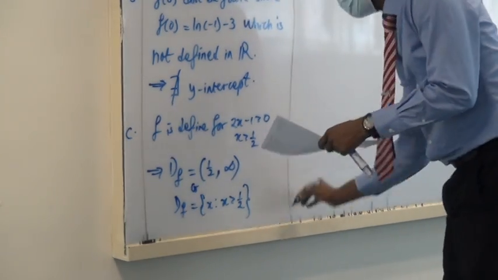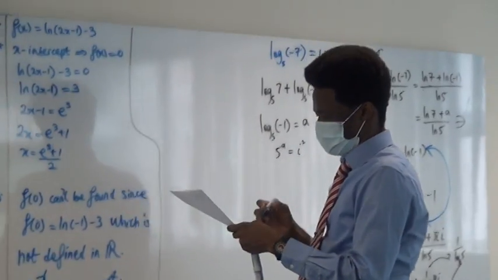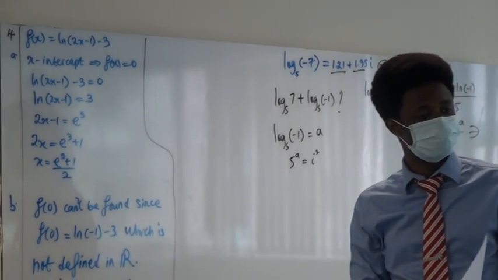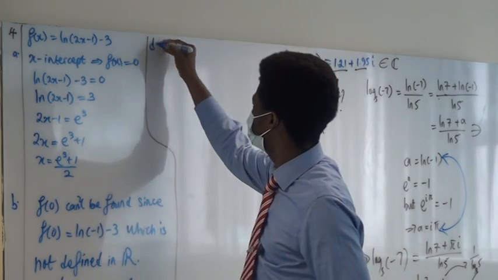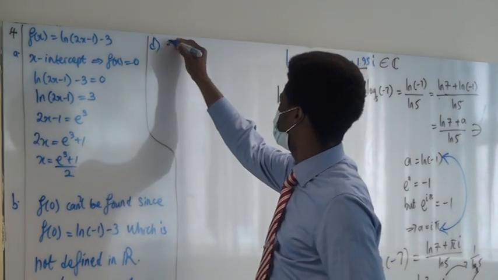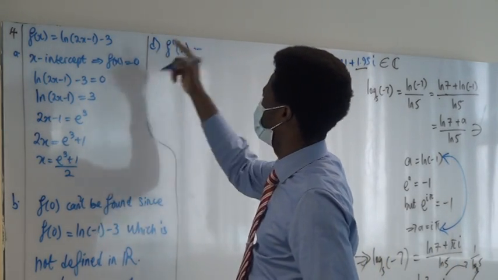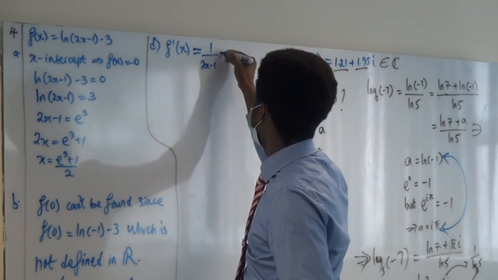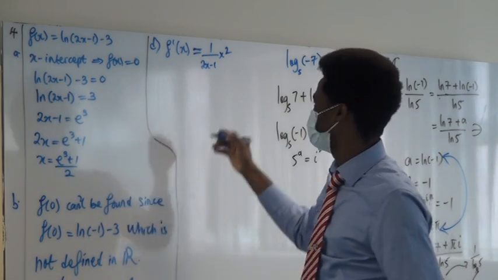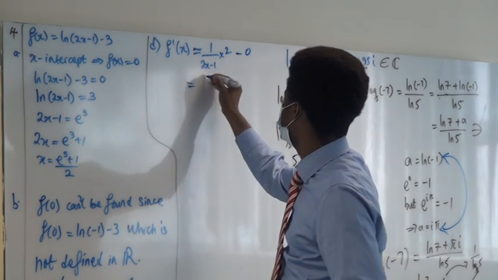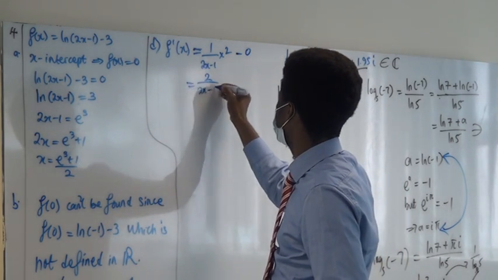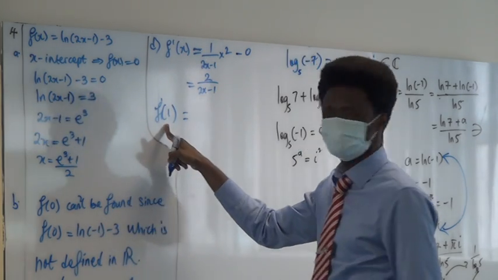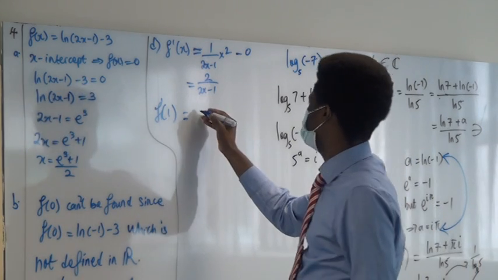The next part of the question, D. Find the gradient of the tangent to this curve at x is equal to 1. What do we do first, Karen? Find dy/dx. If you differentiate, because it's a natural log function, we flip it, then we multiply by the derivative, which is 2. The derivative of that is 0, so basically it is 2 over 2x minus 1. And the derivative at x is equal to 1. That's what it means, right? At x is equal to 1.